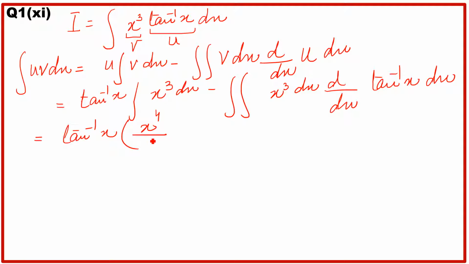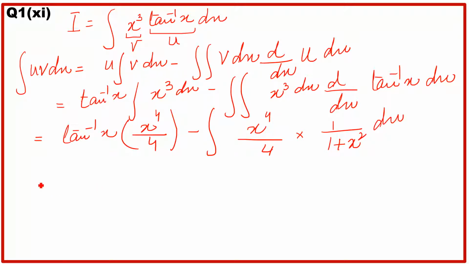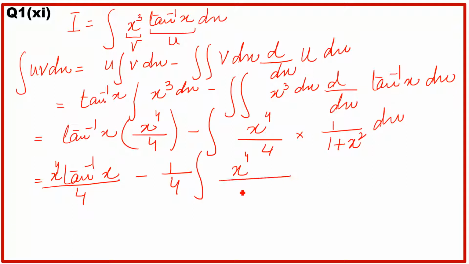You have to increase the power by one and divide by the same new power, so the integral of x cube is x4 divided by 4. And the derivative of tan inverse x is 1 divided by 1 plus x square dx. So we can write tan inverse x, this is multiplication, so we can arrange it like this. Minus 1 over 4 is a constant, we can take it out of the integral sign, and then we have x4 divided by 1 plus x square dx.